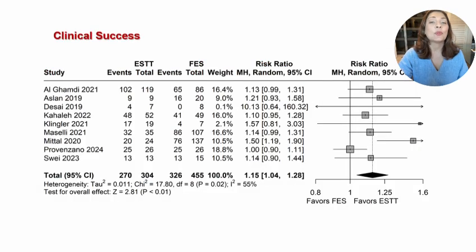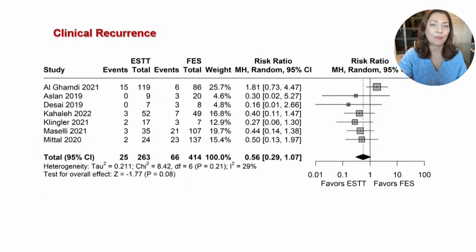In our study, we conducted a systematic review and meta-analysis of 9 comparative observational studies that included a total of 759 patients with symptomatic Zenker's diverticulum. Among these patients, 40% underwent tunnel techniques. Our analysis revealed that endoscopic submucosal tunnel techniques increased the probability of clinical success by 15%. And tunnel techniques also showed a trend toward reducing clinical recurrence compared to flexible endoscopic septotomy.